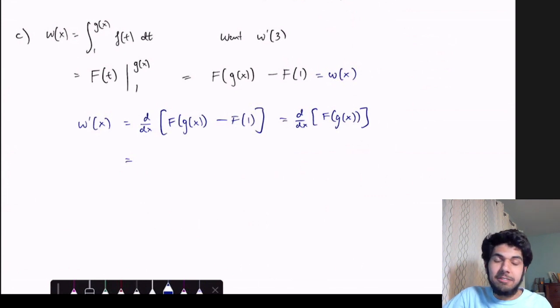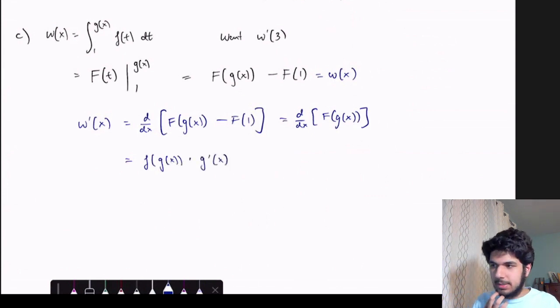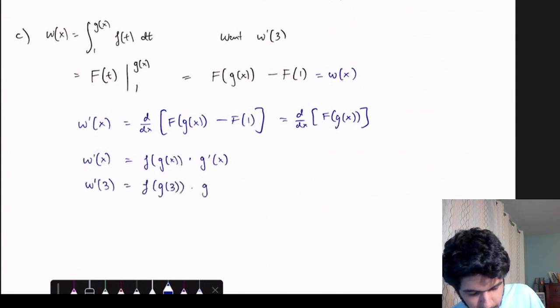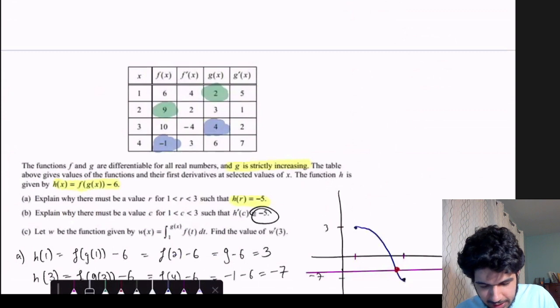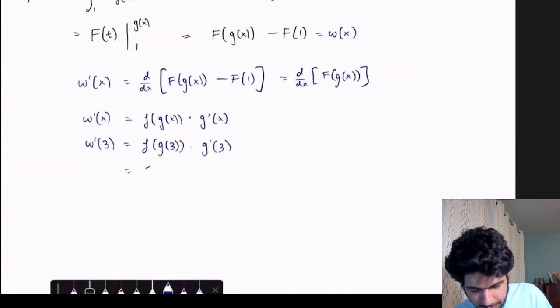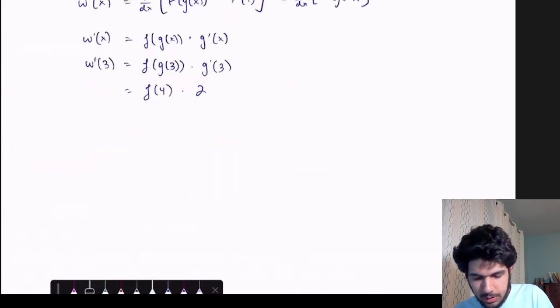And for that, we'll have to use the chain rule. So the chain rule will have to take the derivative of the outside function. So the derivative of the capital F would be lowercase f, and then we keep the g of x, and multiply it by the derivative of the inner function, g prime of x. And now we can solve for w prime of 3. So w prime of 3 equals f of g of 3 times g prime of 3. So we have to go back up to the table. So g of 3 is 4, g prime of 3 is 2, so we'll keep those in mind. So this would be f of 4 times 2, and f of 4 we said was negative 1. So this is equal to negative 1 times 2 equals negative 2.